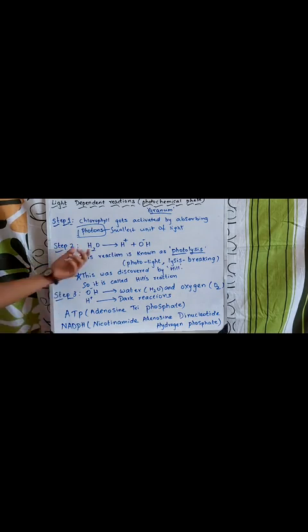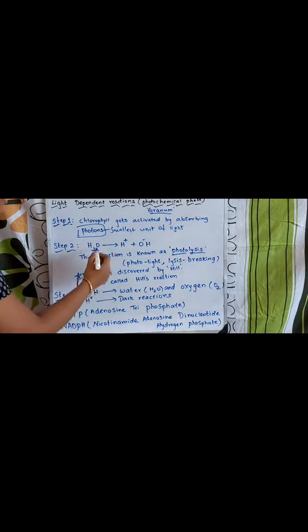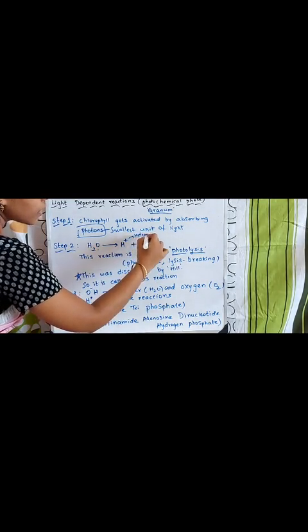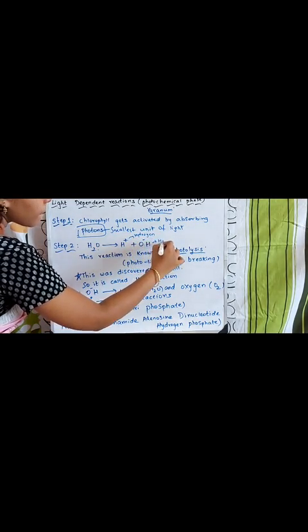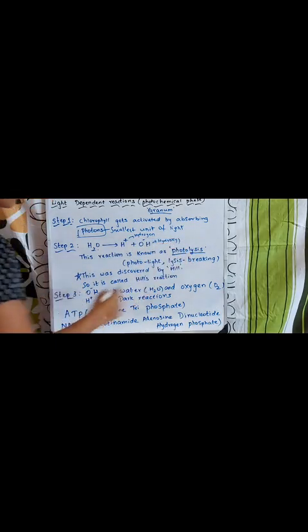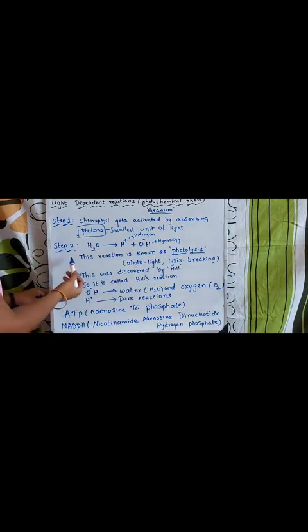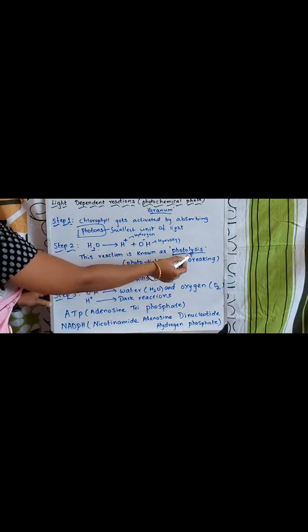Splitting of water molecule means here the water molecule will split into hydrogen and hydroxyl ions. Note down children, splitting of water molecules will take place. Here it forms hydrogen and hydroxyl ions. This reaction is known as photolysis. Very important one mark question: what is meant by photolysis?